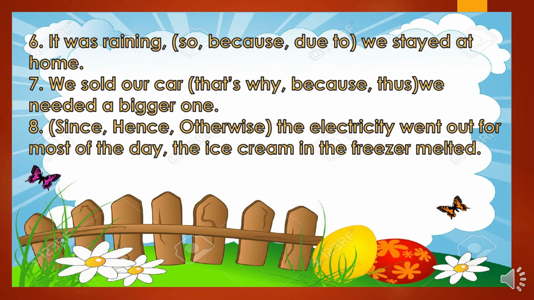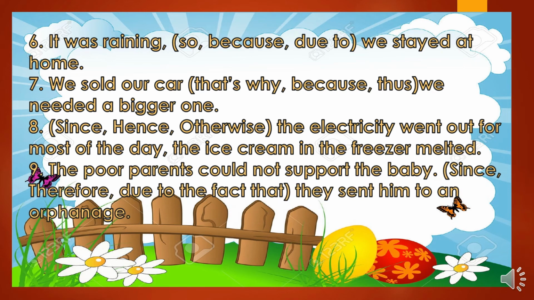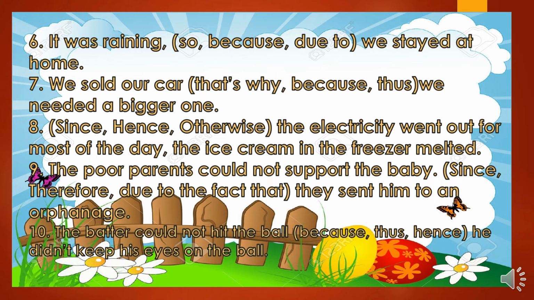Number 8. Since, hence, otherwise, the electricity went out for most of the day, the ice cream in the freezer melted. Number 9. The poor parents could not support the baby, since, therefore, due to the fact that they sent him to an orphanage. Last number, the batter could not hit the ball, because, thus, hence, he didn't keep his eyes on the ball. I am giving you a few minutes to answer this activity.